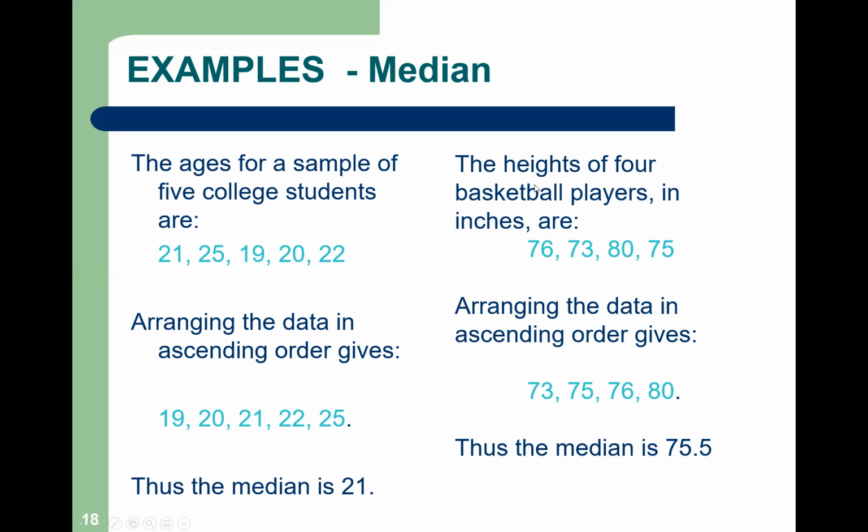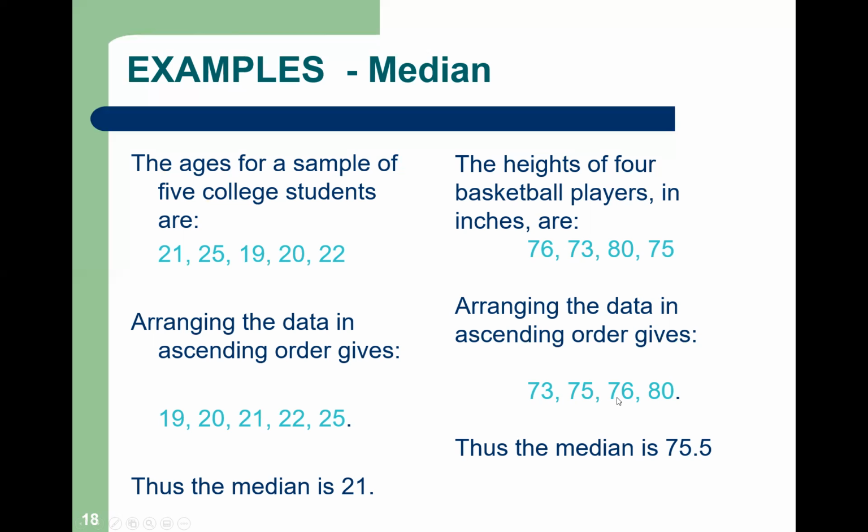Another example is the height of 4 basketball players in inches: one is 76 inches tall, one is 73, 80, and 75. First, we need to arrange this data into ascending order, and you can also arrange this data in descending order. The answer would be the same. There will be no harm to the median value. The formula to find the median is n plus 1 divided by 2. There are 4 values. N is 4, so 4 plus 1 is 5. 5 divided by 2 is 2.5. 2.5 means that 1, 2, this is 3. So the value of the median is between these two values.